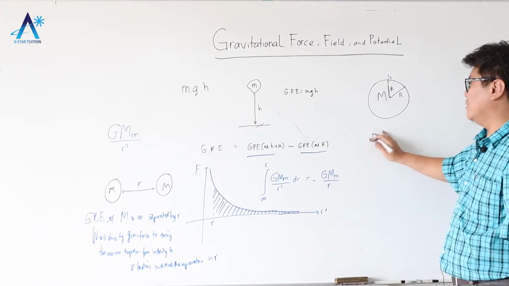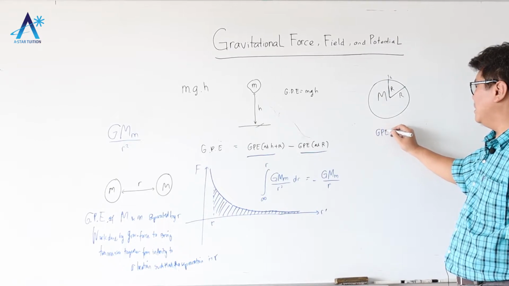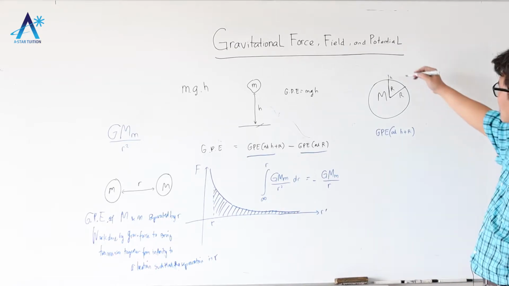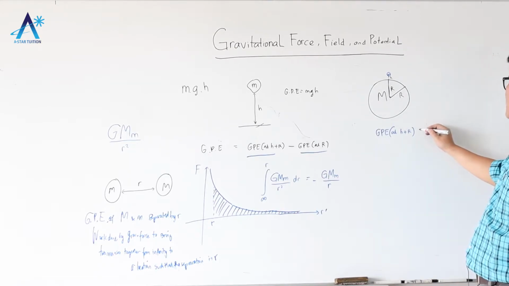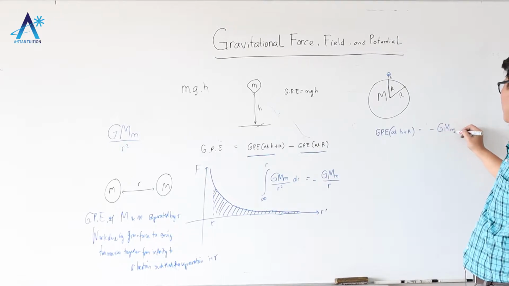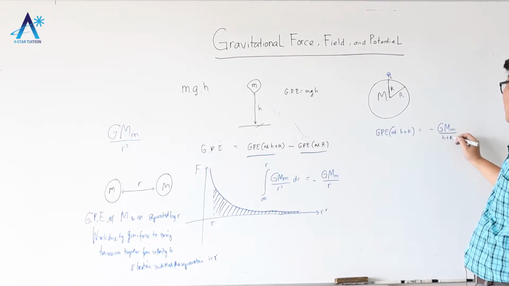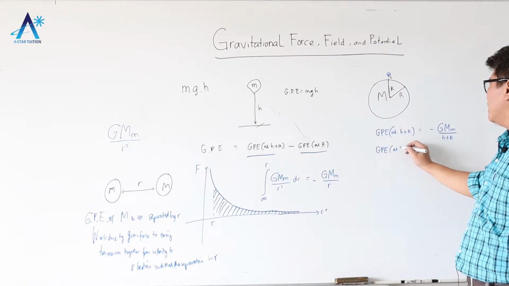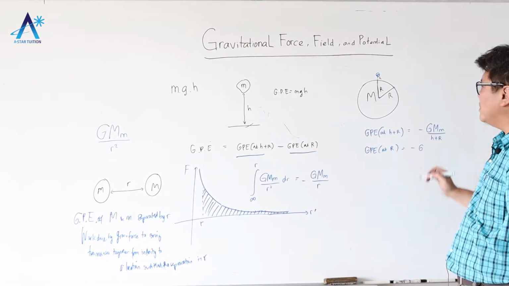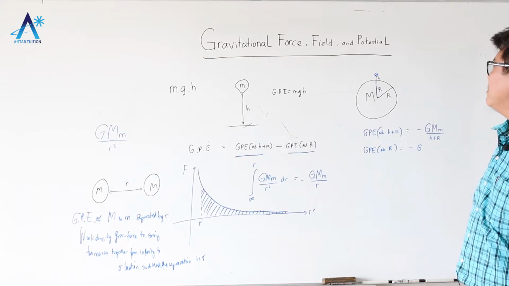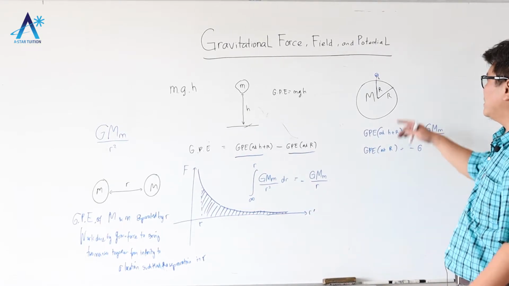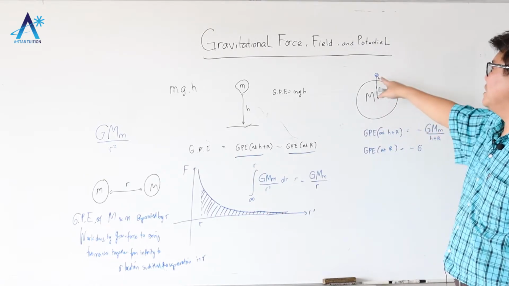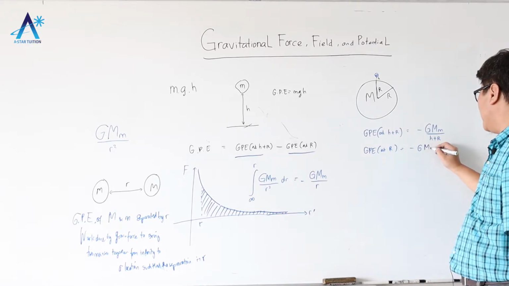Okay, so then the GPE at h plus r, let's say that there's a mass here, is equal to minus GM over h plus r, and the GPE at r is minus GM over r. Obviously, when I say GPE, I mean the gravitational potential energy between the center of the Earth and the center of this mass, this object.